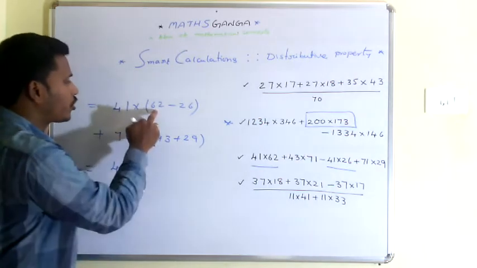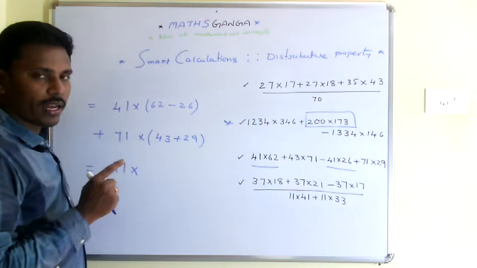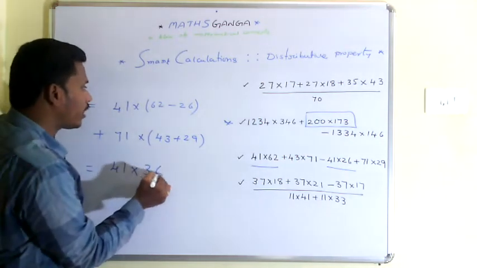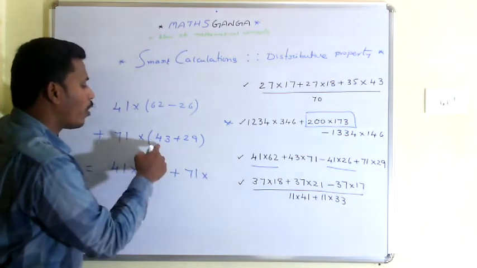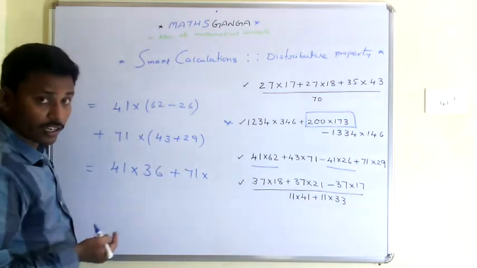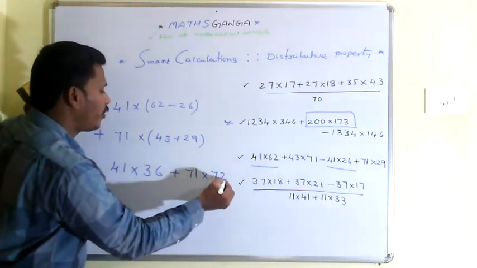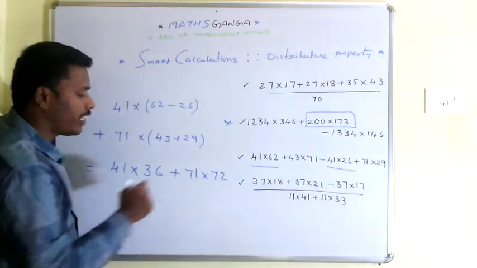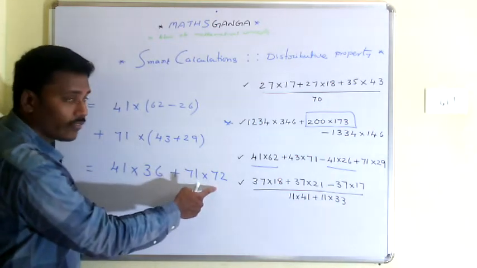Now if you simplify, how does it become? 41 into 62 minus 26. 62 minus 26 is 62 minus 20 is 42 and then minus 6, 36 I think. So 41 into 36 plus, now it is 71 into 43 plus 29. What is 43 plus 29? 40 and 20 is 60 and 12, it is 72. So 41 into 36, 71 into 72. Now if you observe, this is 36 whereas this is 72.